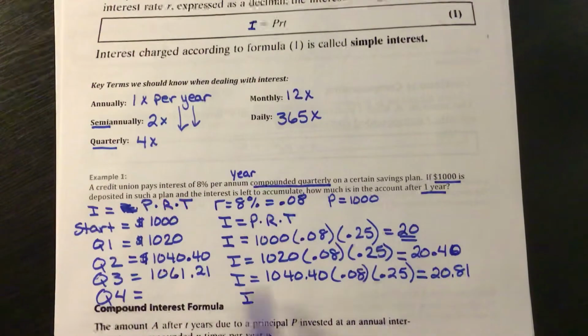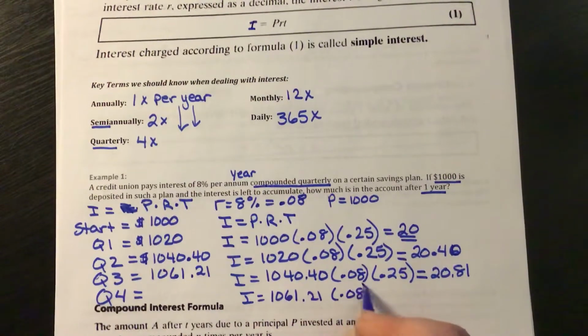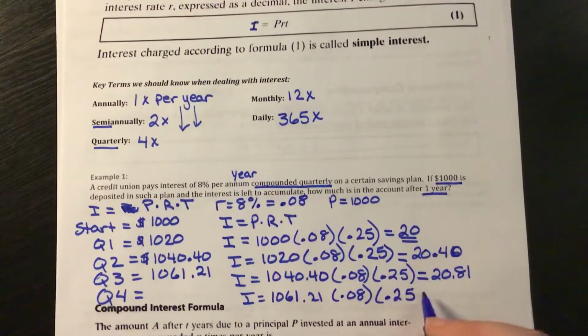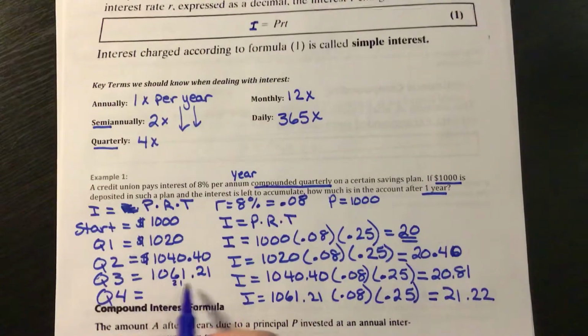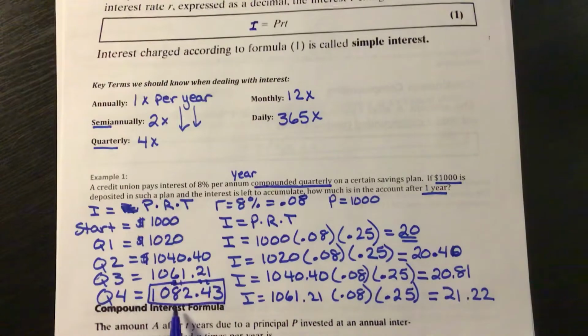And then to find out after the fourth quarter, that would be after a full year, I'm going to find out how much interest I'm going to make on this quarter. So I'm going to start with 1,061.21 multiplied by 0.08 and then by a quarter year, and that would give me $21.22. So if I add that, I'm going to get $1,082.43. All right, so after a whole year, I'm going to have $1,082.43.